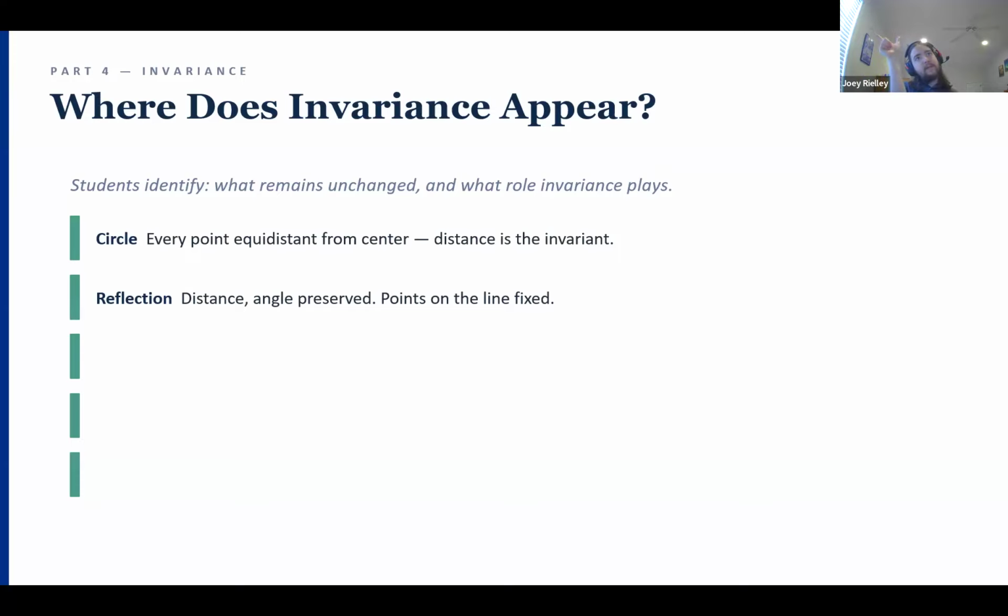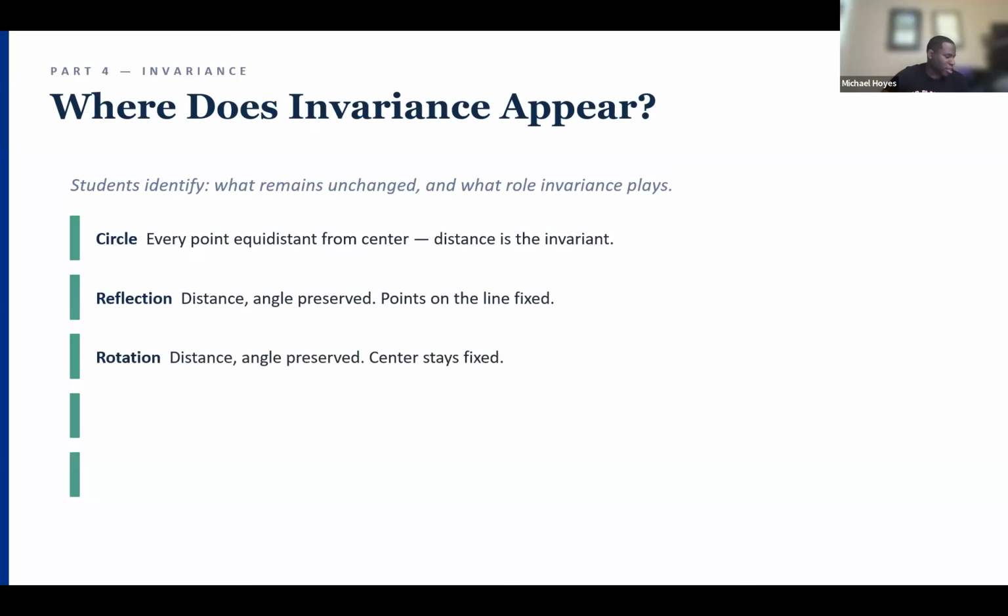Yeah, I'm also thinking about the angles that make up the figure itself. Okay, yeah, the angles in the figure and the angles in the image. Yes, that works. Distance and angle are preserved and the center stays fixed. And that's what's giving you this idea of preservation of angle.